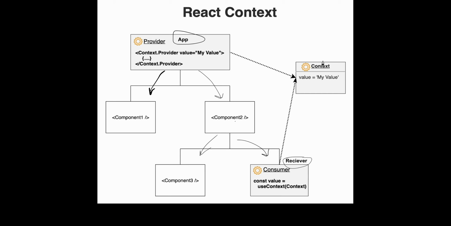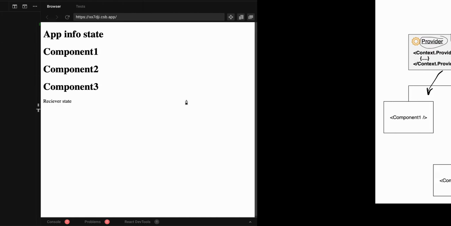First of all, we need to create a context. That is our step number 1. Then we need to make this app component our context provider, and then in whichever component we want to receive the value, we'll make that component a consumer. How we're going to do that, let's look at the code.